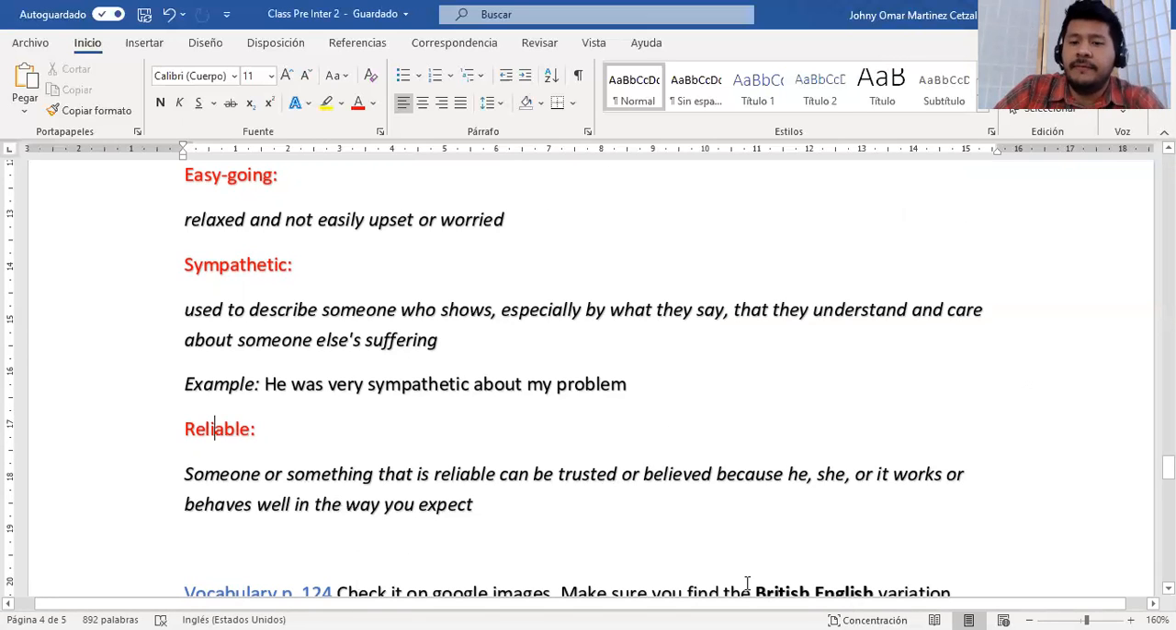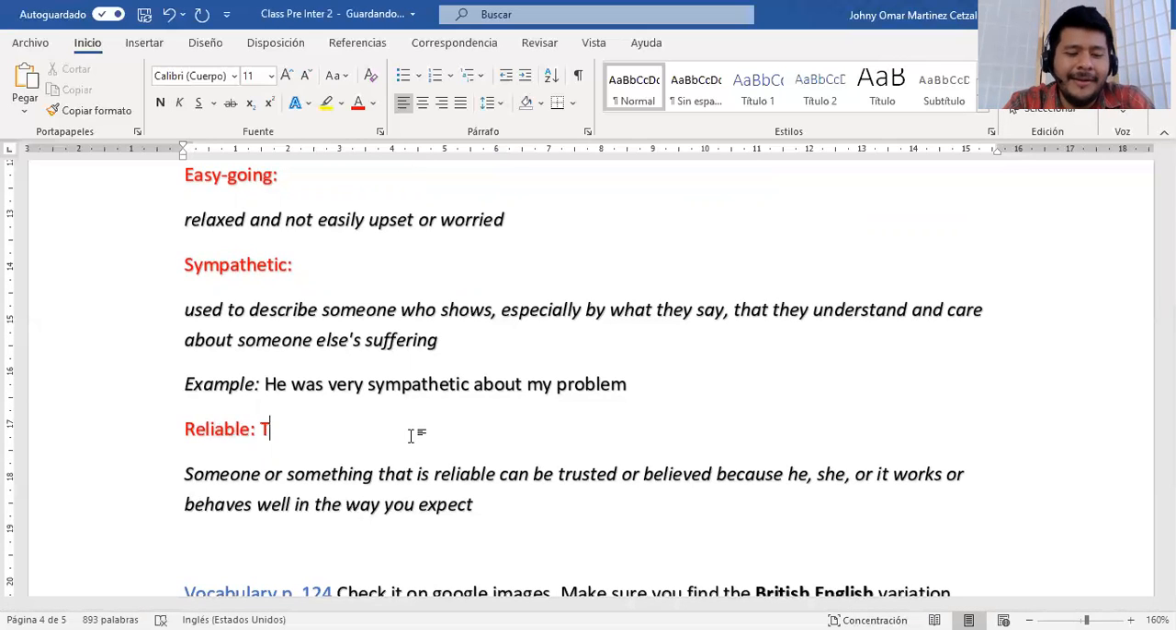You can believe in that person because he, she, or it works or behaves well in the way you expect. Okay, it's very confusing. The meaning is that it's trustworthy. The problem with this word is that the synonym is also complicated. Trust. I trust you. I believe in you. So trustworthy. So worth. Okay, sorry, worth. So trustworthy is somebody that you can trust. Okay, somebody that you can believe.